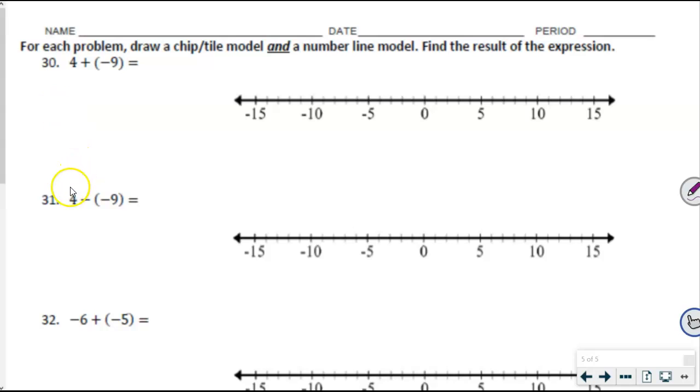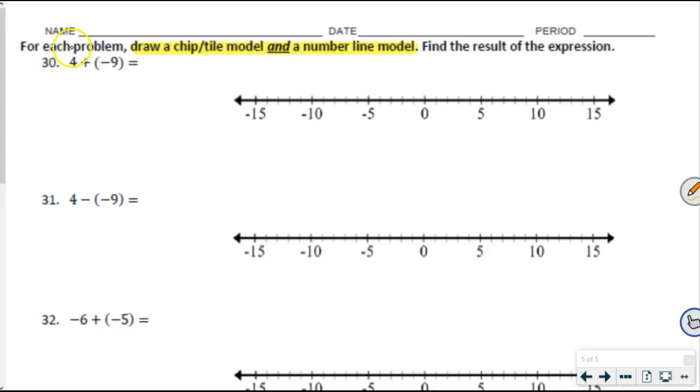Aren't 30 and 31 really similar? But they are different problems, right? So the way that we model them is going to be different. Go through those processes as you ask these questions, because for each one of these, we need to draw a chip tile model and a number line model.